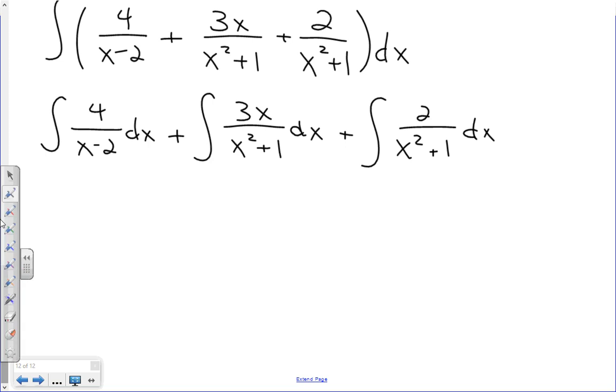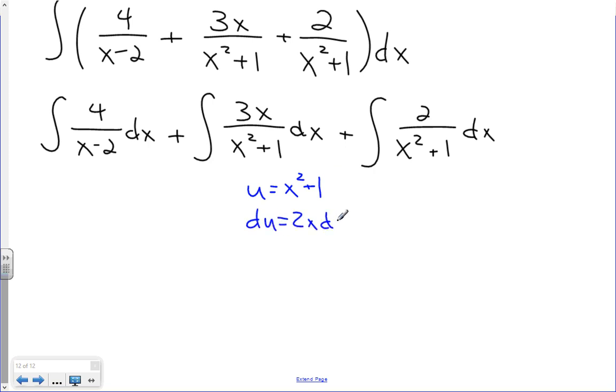I'm just breaking that up using my properties of indefinite integrals. All right, this middle one looks like a u substitution. If I was to make u equal to the denominator, x squared plus 1, then du would turn out to be 2x dx. I have a 3x dx in here, so I guess I could either pull the 3 out front and deal with that, or if I want to actually get a 3x dx, I could multiply both sides of this by 3 halves, right? If I take 3 halves of du, I'd end up with a 3x dx. That looks like a nice way to do that one.